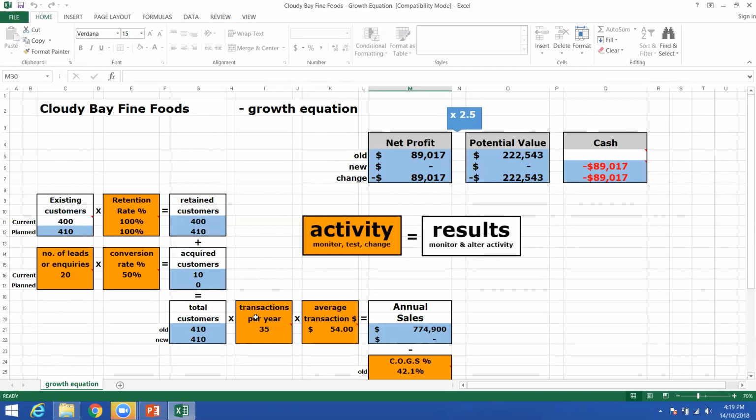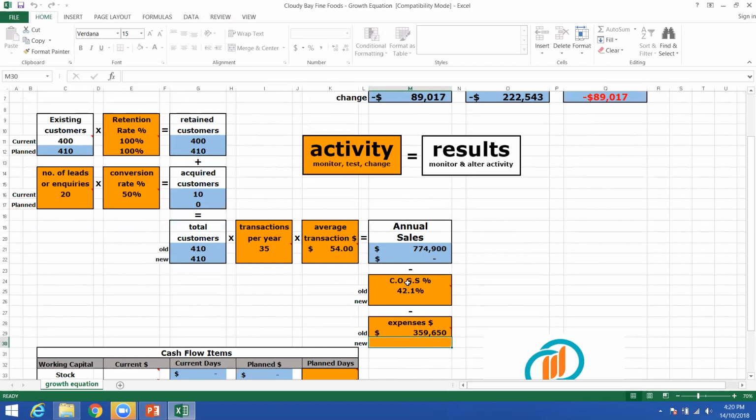Those customers are buying from her about 35 times per year, so just under 3 times per month. And they're buying on average $54, excluding GST, each time they shop. So if you multiply 410 customers times 35 times per year times $54, Nigella achieves almost $775,000 in sales, excluding GST, for the year. So it's not a huge business, but it's not unsubstantial either.